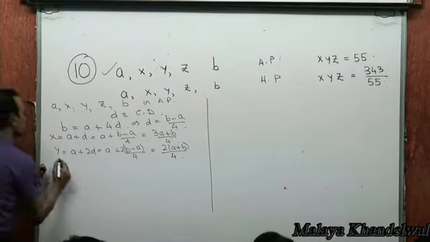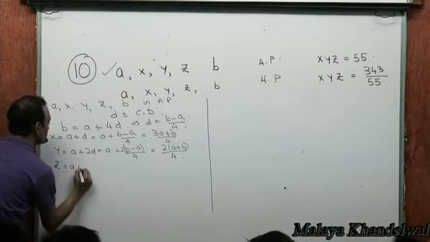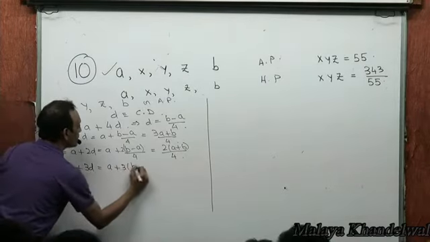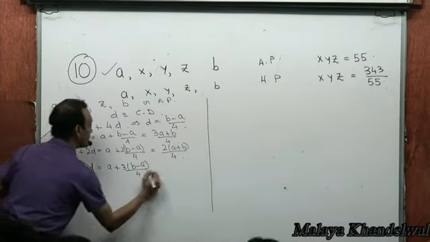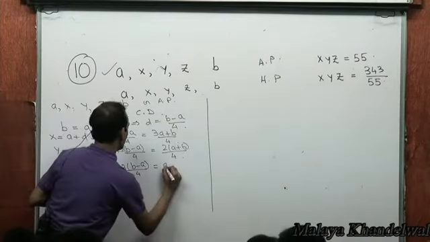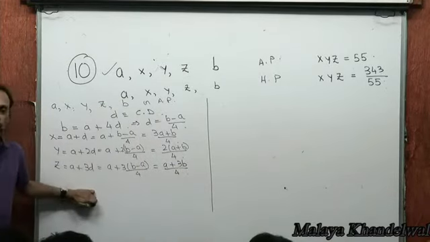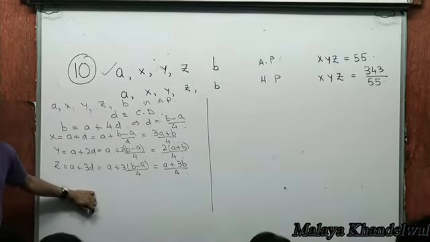Yes or no? Similarly, z must be a plus 3d. A plus 3 into (b minus a) by 4. That makes it (a plus 3b) by 4. Yes or no?